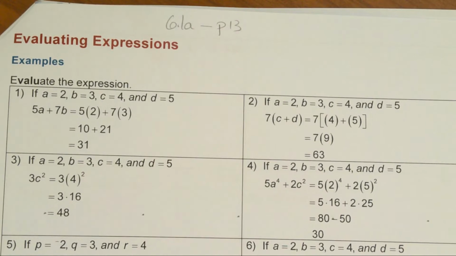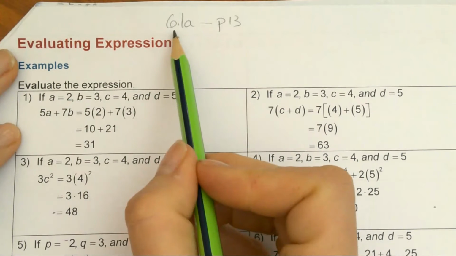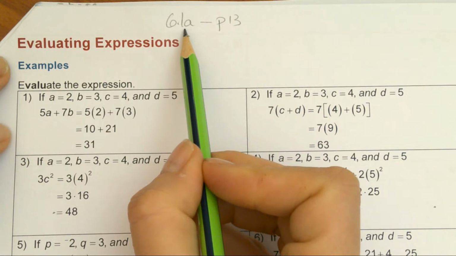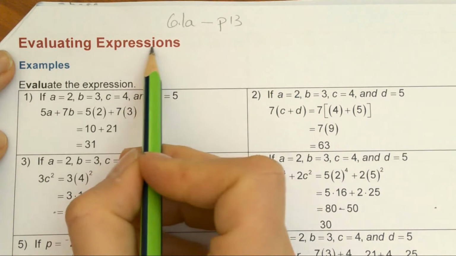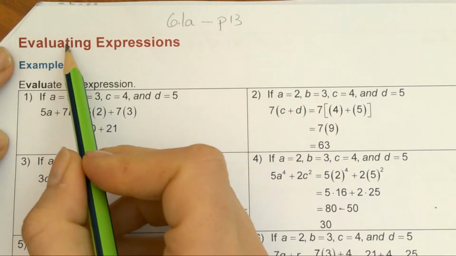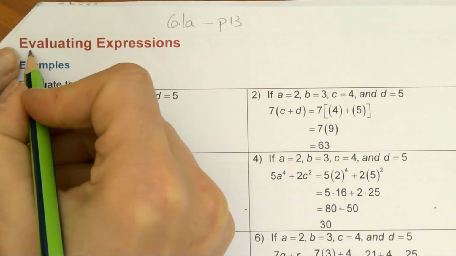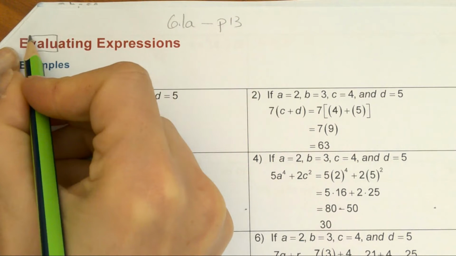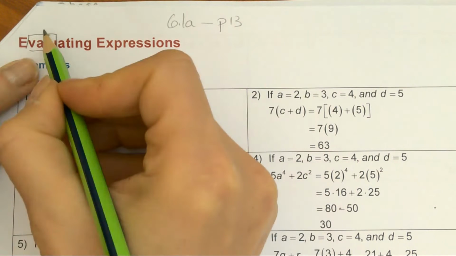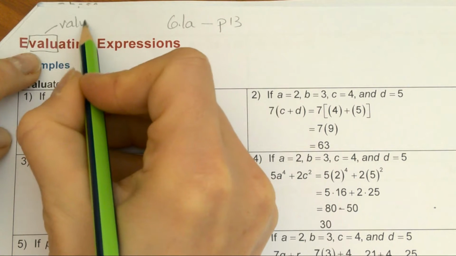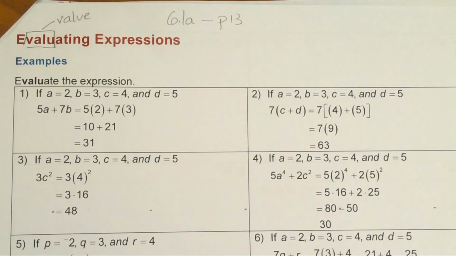Okay, so we're doing the last part of book 6.1a, and it's called evaluating expressions. You need to know what the word evaluating means. If we look inside the word evaluating, we find the word value. And if I want to say, what is the value of my shirt? Maybe it's like 100 reals.